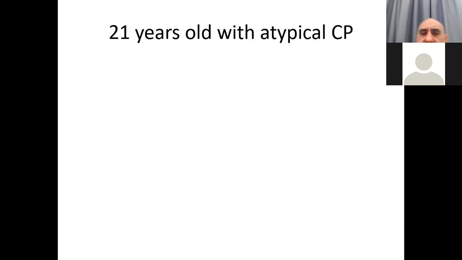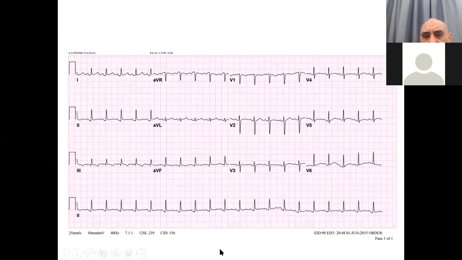Let us take an abnormal scenario of a 21-year-old patient with atypical chest pain. This is the ECG to start with, before we see the X-ray. The ECG is showing sinus tachycardia, and probably there are additional findings. Maybe there are small Q waves in lead 3, and there is also T wave inversion in lead 3.